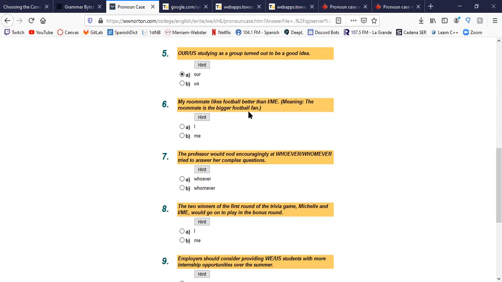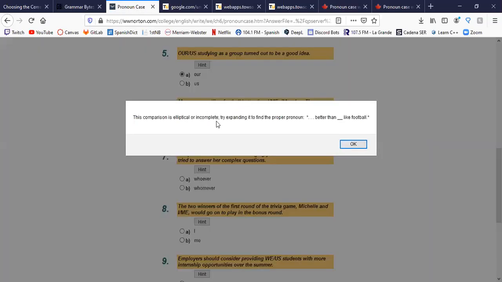Okay, so let's show the hints. This comparison is elliptical or incomplete. Try explaining it to find the proper pronoun. So dot, dot, dot, better than blank like football. What this hint means here is, and let me put an example here. So let's say he likes football better than me. Or no, let's say better than blank.